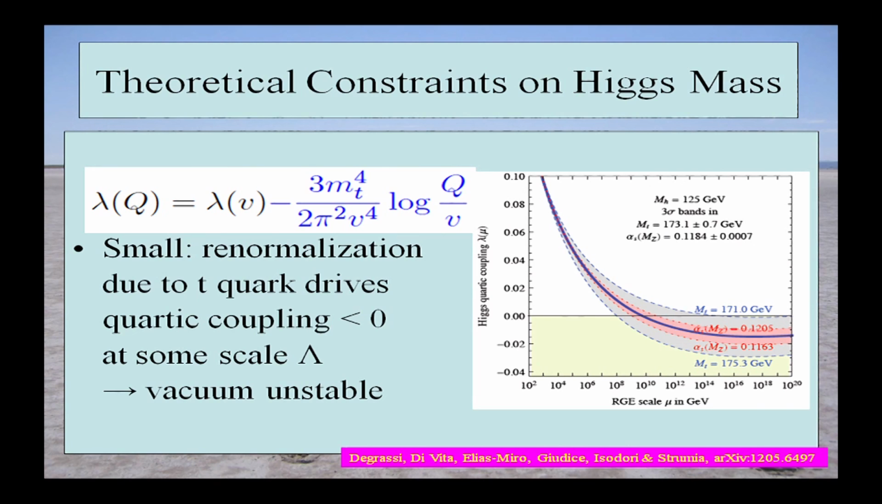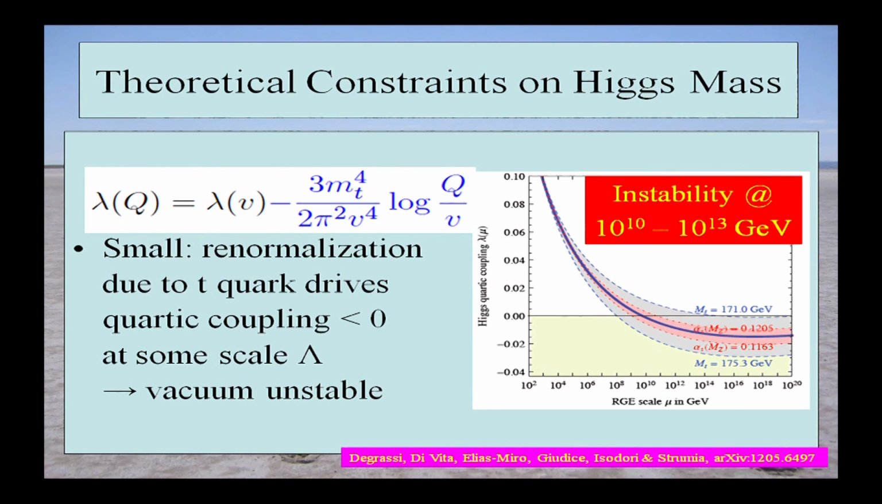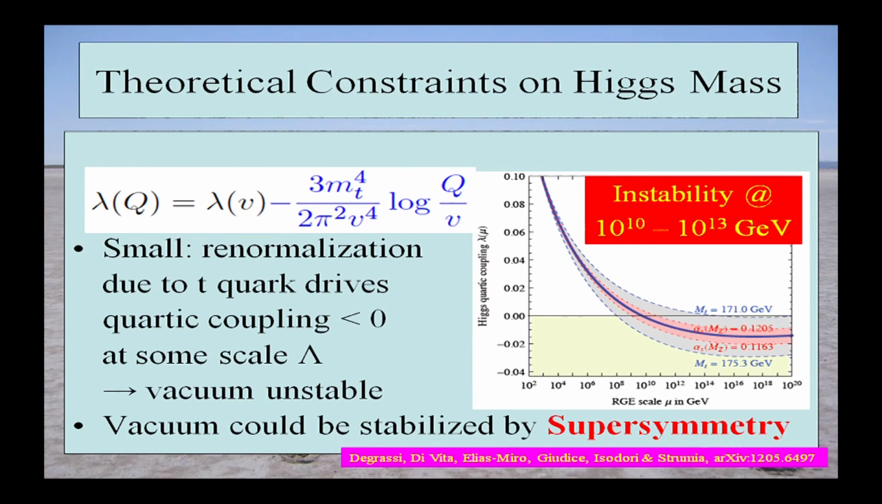Here, from a paper by de Grassi et al., you see a calculation of how that Higgs self-coupling lambda goes down as you increase the energy scale. And you get to about 10 to the 10, 10 to the 13 GeV. The Higgs self-coupling goes negative, and that is a signal of vacuum instability. So as I said, that sets in somewhere around 10 to the 10, 10 to the 13 GeV. Now, that instability could be cured if you postulated supersymmetry, but I'll come to that in a moment. Let me just continue with this argument.